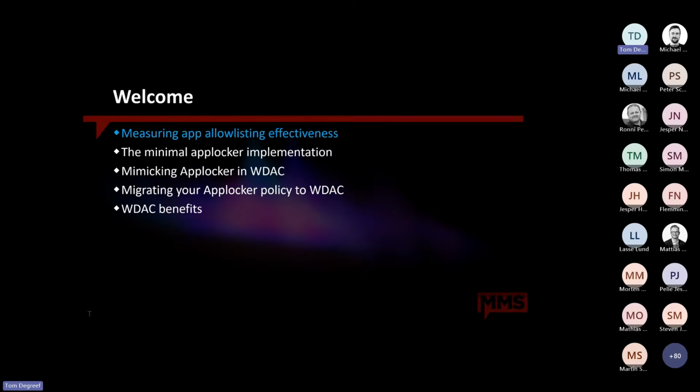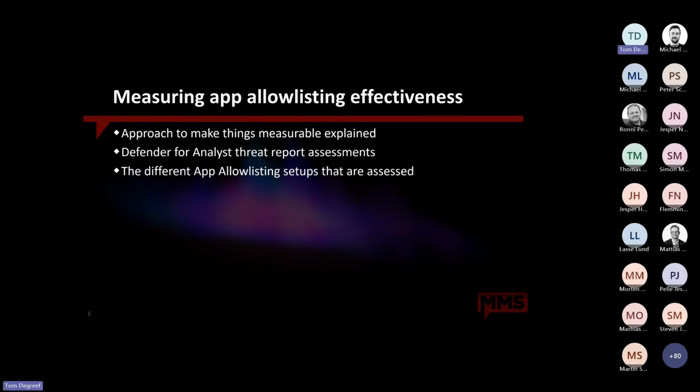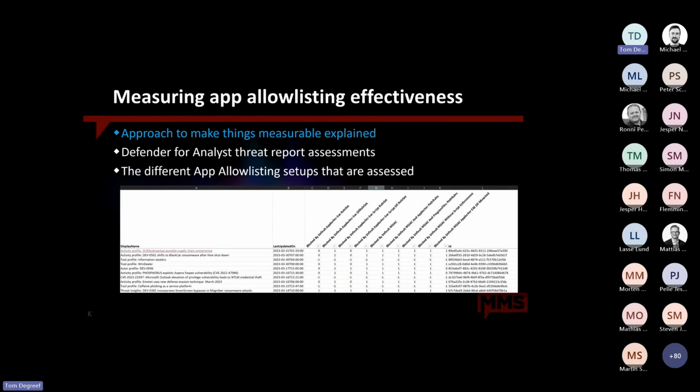So let's talk first about how we try to measure the effectiveness of the two technologies. We started out by creating a huge Excel sheet based on the Defender for Endpoint analyst threat campaigns. I assume most of you are familiar with the Defender for Endpoint portal. In there, you have each month a set of threat campaigns, or threats that came out that month, that were analyzed by Microsoft employees, explaining exactly what that specific threat did, how effective it was, what technologies it used, and so on.